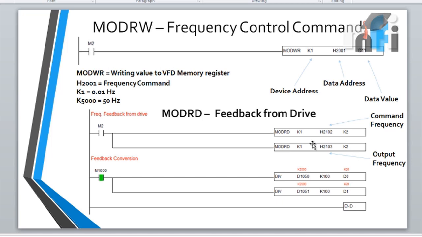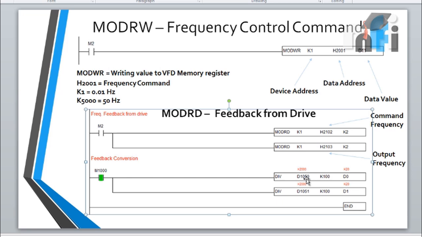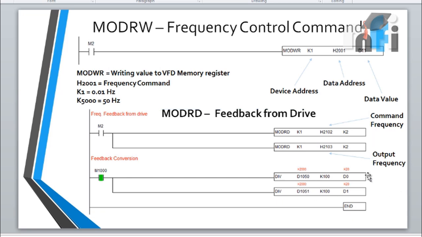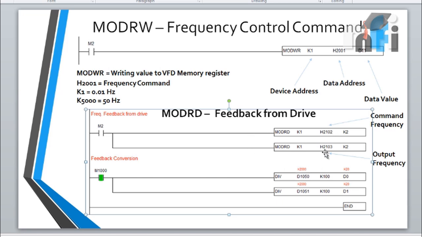We can read that, and by default these values will be stored into 1050 and 1051 because we are reading that. We haven't mentioned a data register here, but for the PLC, if you read the PLC manual, if you are reading 2102, that will automatically be stored into 1050 and 2103 into 1051. That is by default. That's why I have divided this by 100 to get the exact value here.